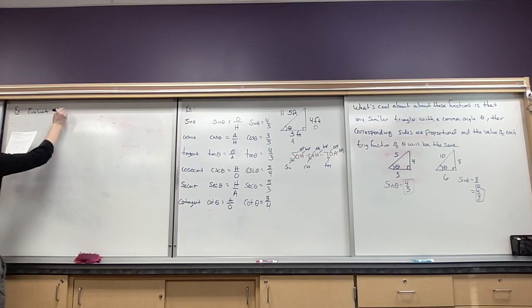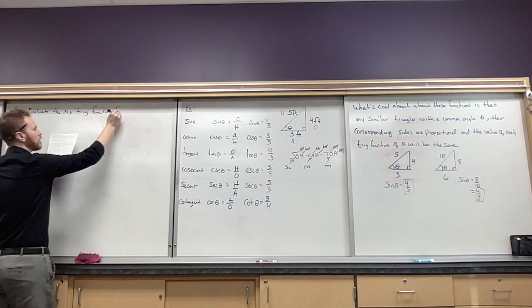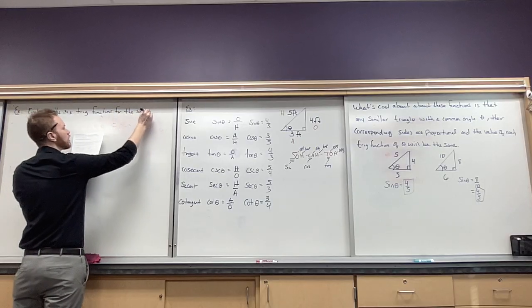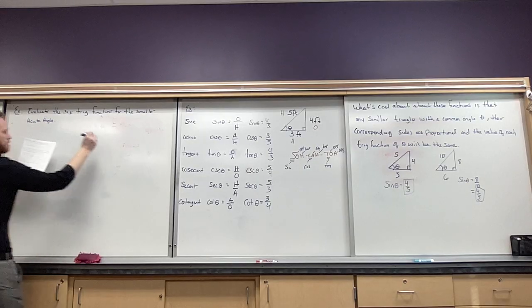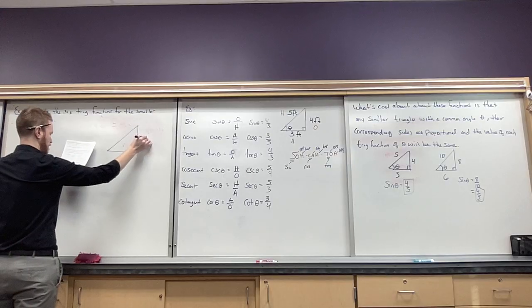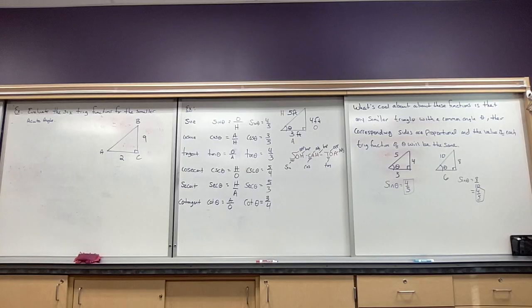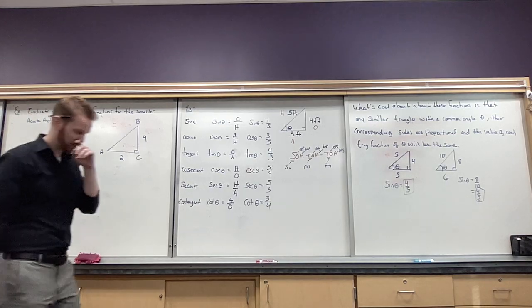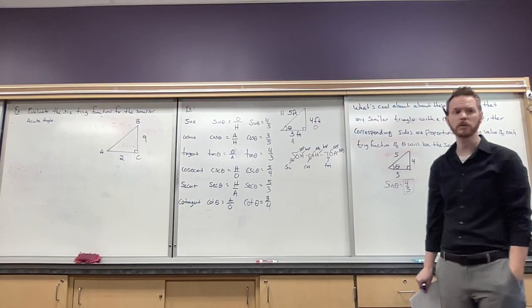Evaluate the 6 trig functions for the smaller acute angle. Okay, there we go. That's all they give me. Which, we still need stuff, right? I mean, there's still a hypotenuse missing. And we have to figure out what angle we're looking at, right? They want the acute angle.